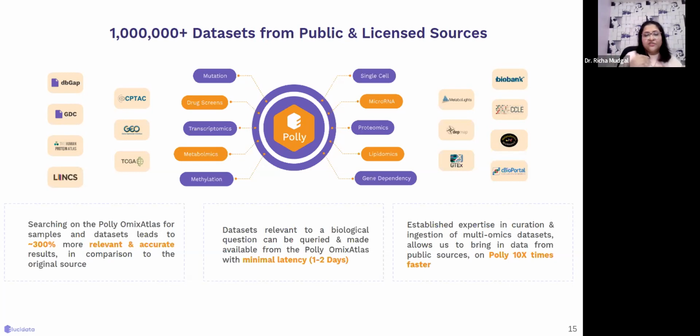By the sheer volume of data that we're able to curate, we are inherently improving the search probability of finding your relevant data sets, and also the time that it takes for you to get the data set and start using it. It has a very minimal latency, compared to what would take you days. If you find the data in Multiomics Atlas, you can start working on it from the next day itself.